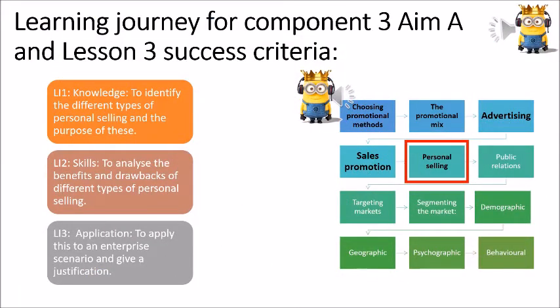The learning intentions for this lesson are to identify the different types of personal selling and the purpose of these, to analyse the benefits and drawbacks of different types of personal selling, and to apply this to an enterprise scenario and give a justification. This is the learning journey for Component 3 Aim A.